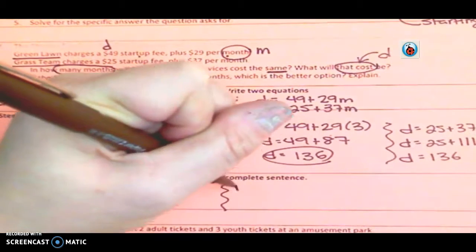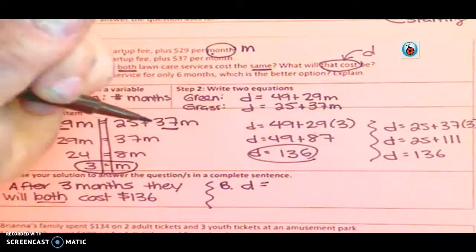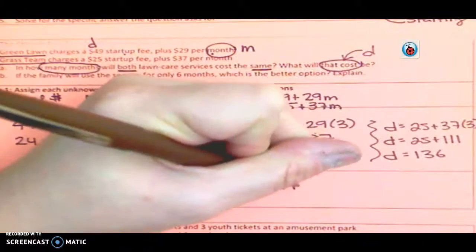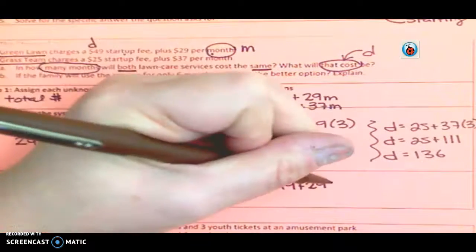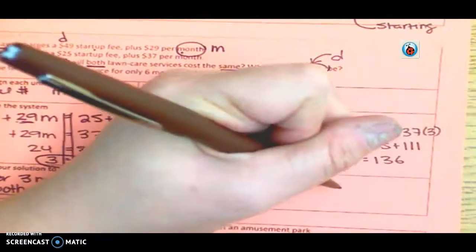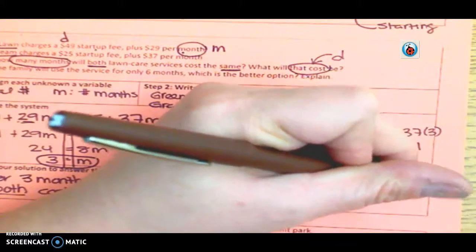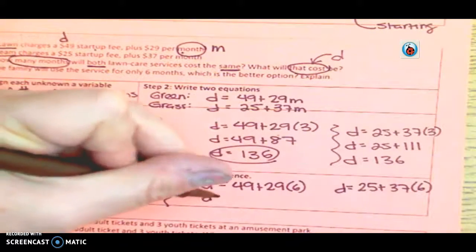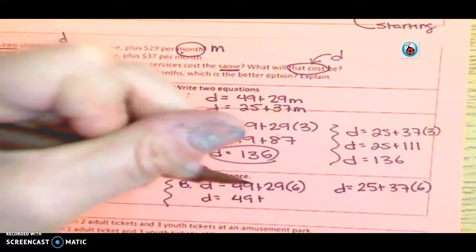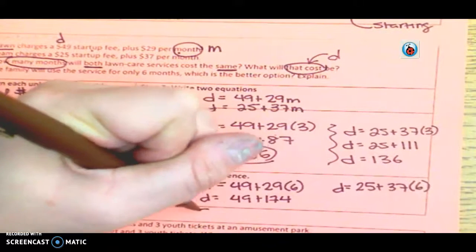But you could just plug it in and we can say, okay, well, for the green team, 49 plus 29 times 6. And then grass team, 25 plus 37 times 6. So we could compare it that way. 49, I had to do that math real quick. That's 54, it's 12, that's 174.